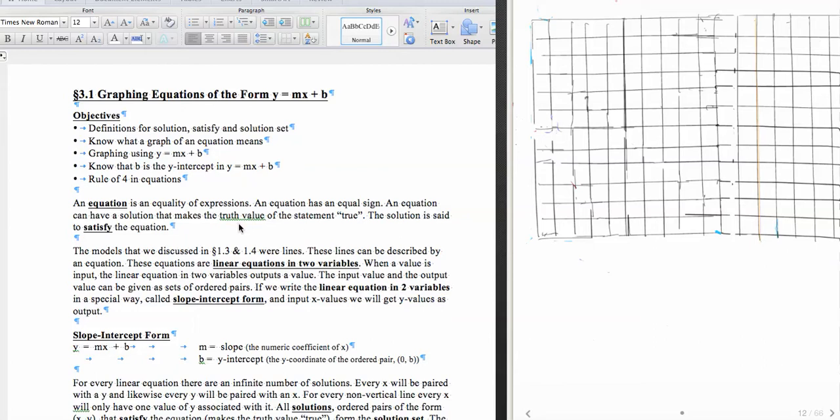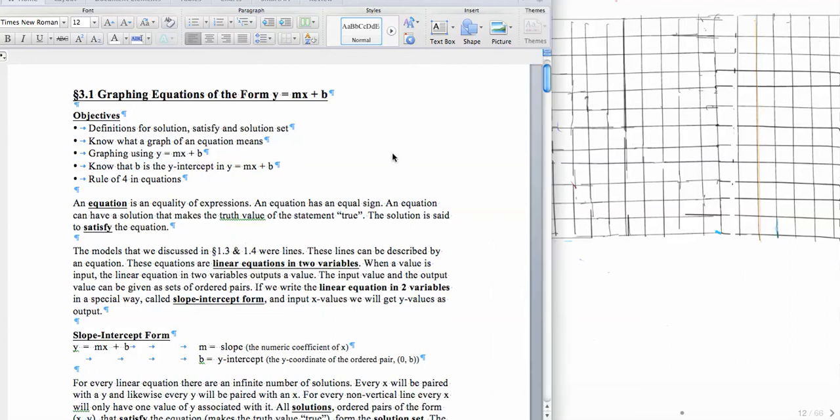The models that we discussed in section 1.3 and 1.4, those were lines. And these lines can be described by an equation, and that equation is called a linear equation in two variables. And that's what this chapter is about, the linear equation in two variables. We're going to start out with our linear equation in two variables in slope-intercept form. Now, your book doesn't refer to it as slope-intercept form, but I want to introduce that right up front.